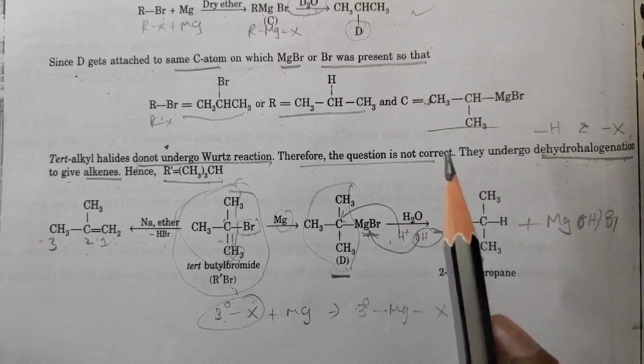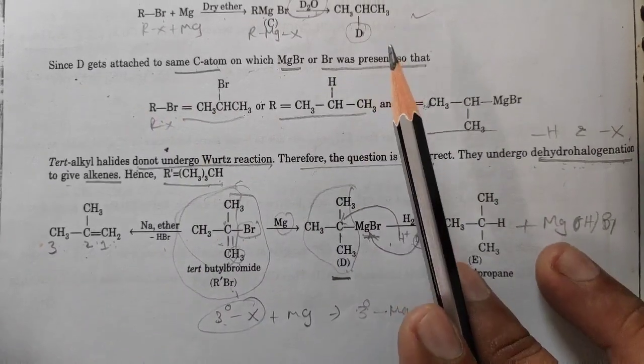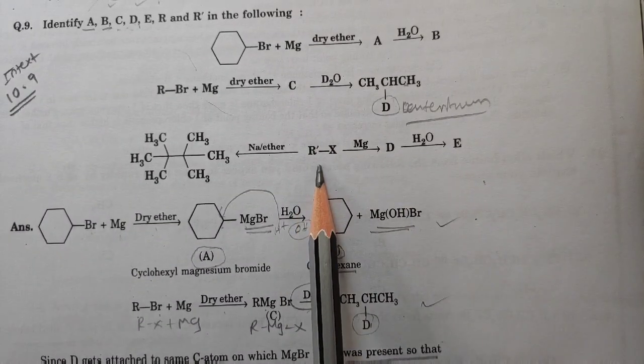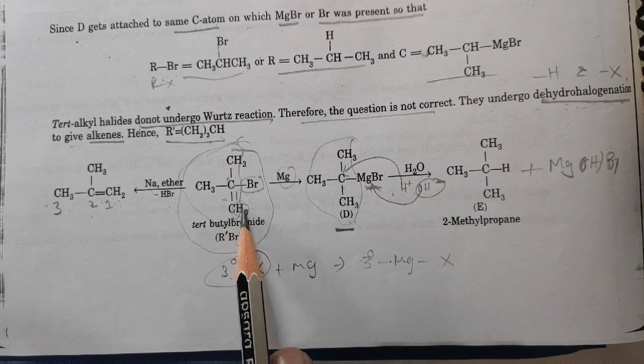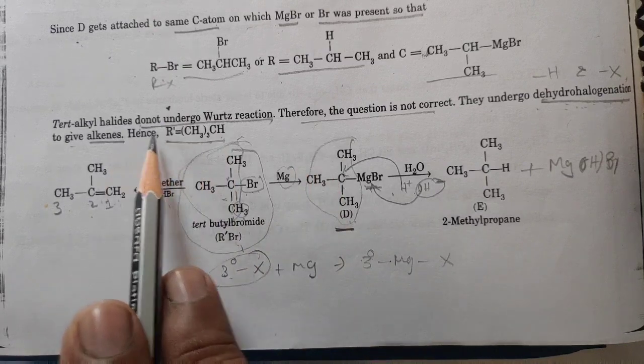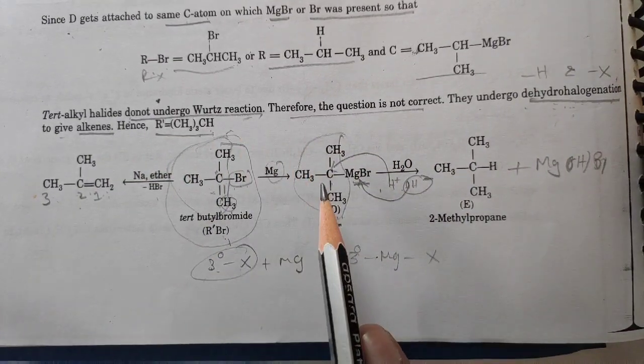So in your book, the question what is given is a little bit wrong. Your question is written like this, no? This one. You have to take this one. Tertiary halide you need to take. Then only you will get your answer. Understood? So just go through it again. What is Wurtz reaction and all. So this part will be clear to you.